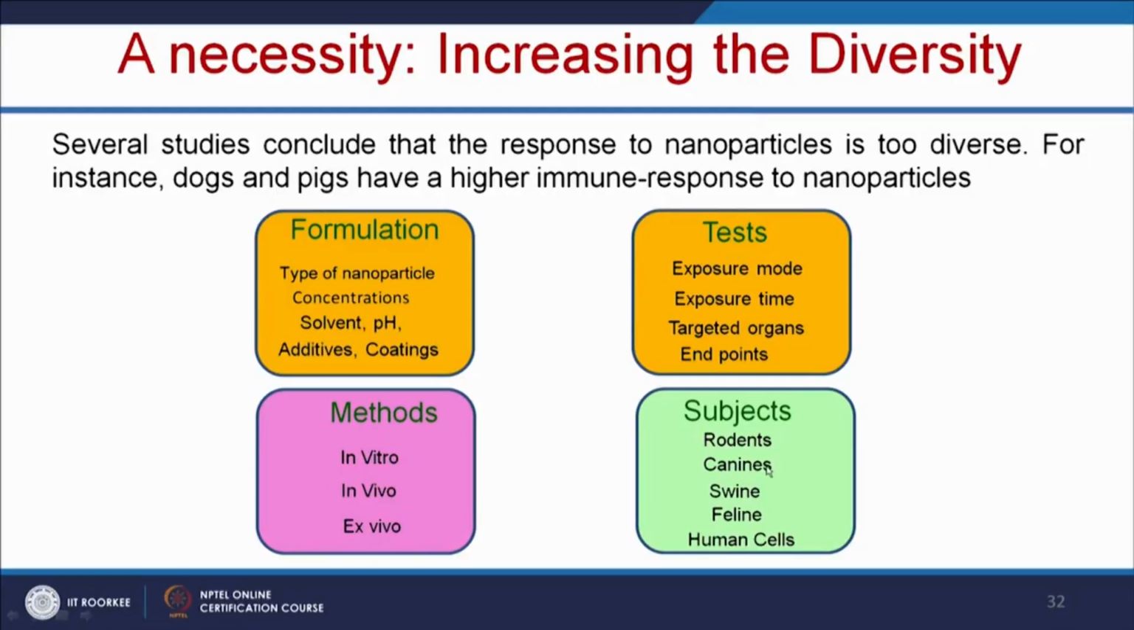So it depends on these 4 parameters. Okay, formulation, test, and subjection methods. So your nanoparticle toxicity will also vary.